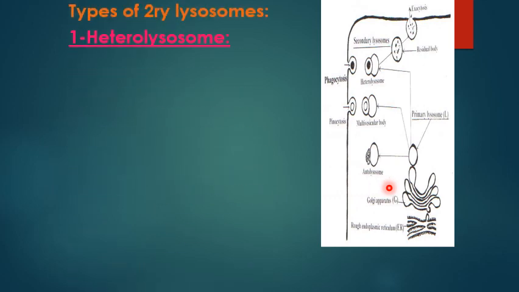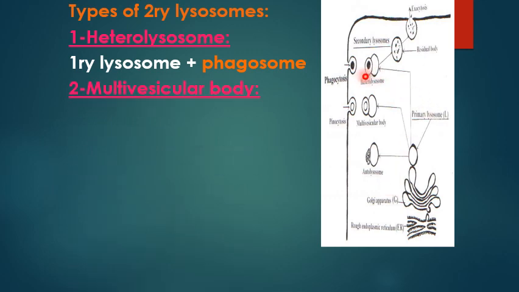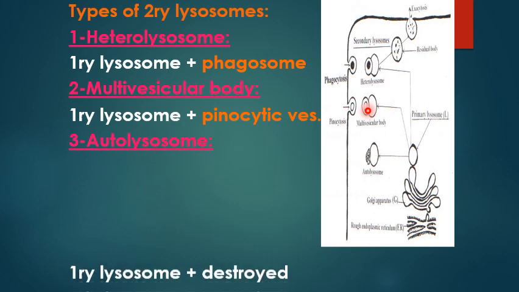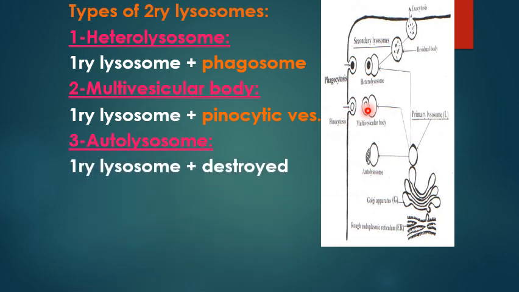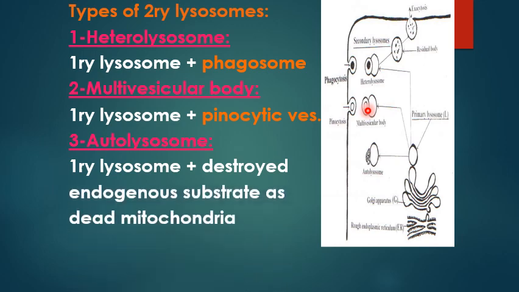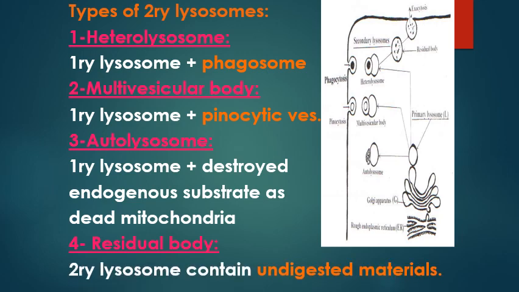Again, types of secondary lysosome: heterolysosome, which is fusion of the primary lysosome with a phagosome. Multivesicular body, fusion of the primary lysosome with a pinocytic vesicle. Autolysosome, fusion of the primary lysosome with a destroyed organelle such as the mitochondria. After digestion, there will be a residual body. This is a membrane containing undigested material that is opened by exocytosis.